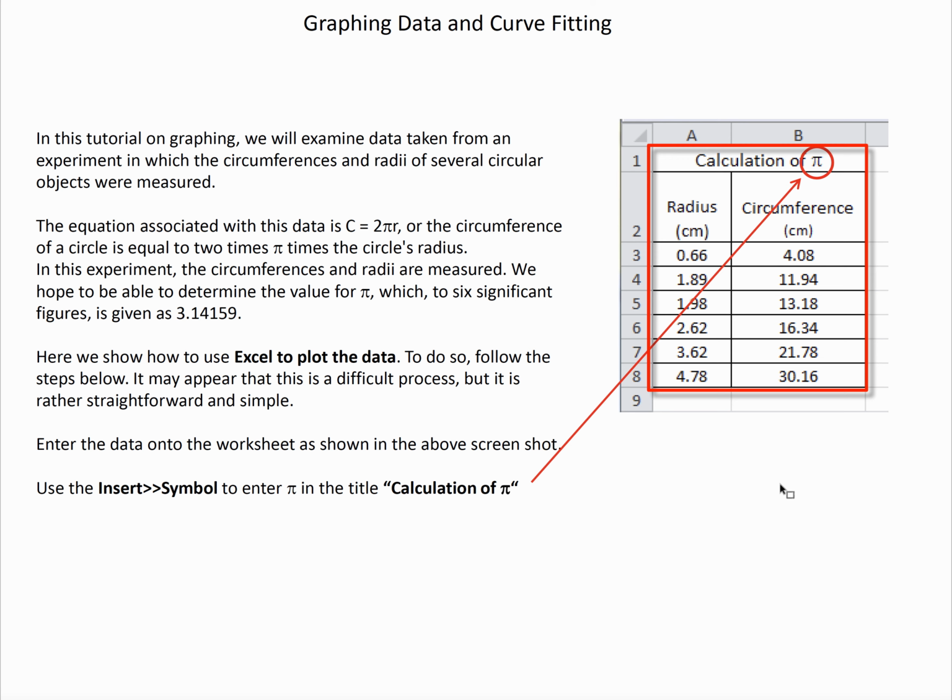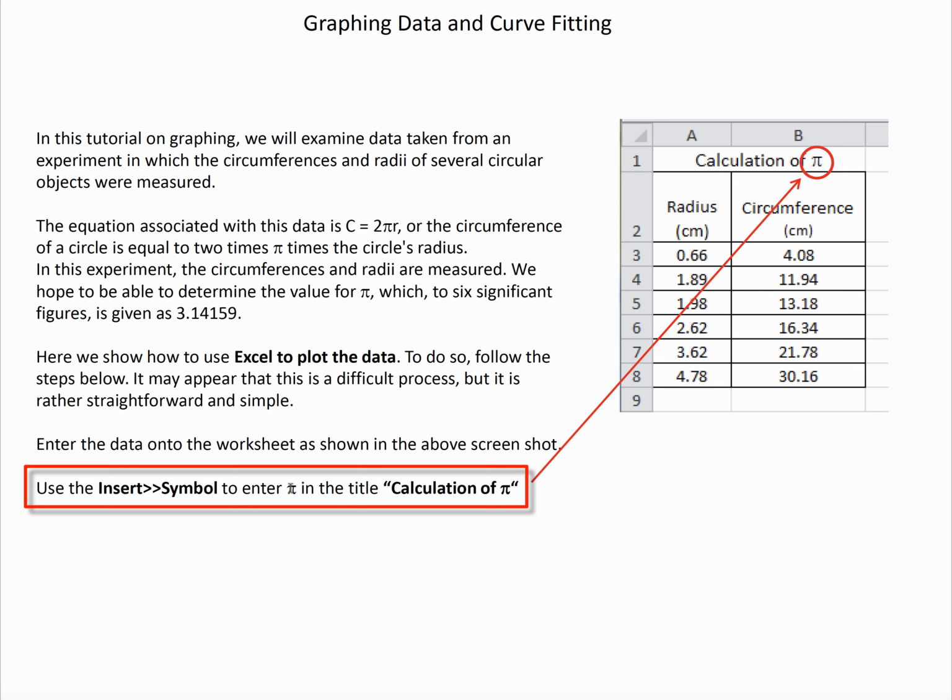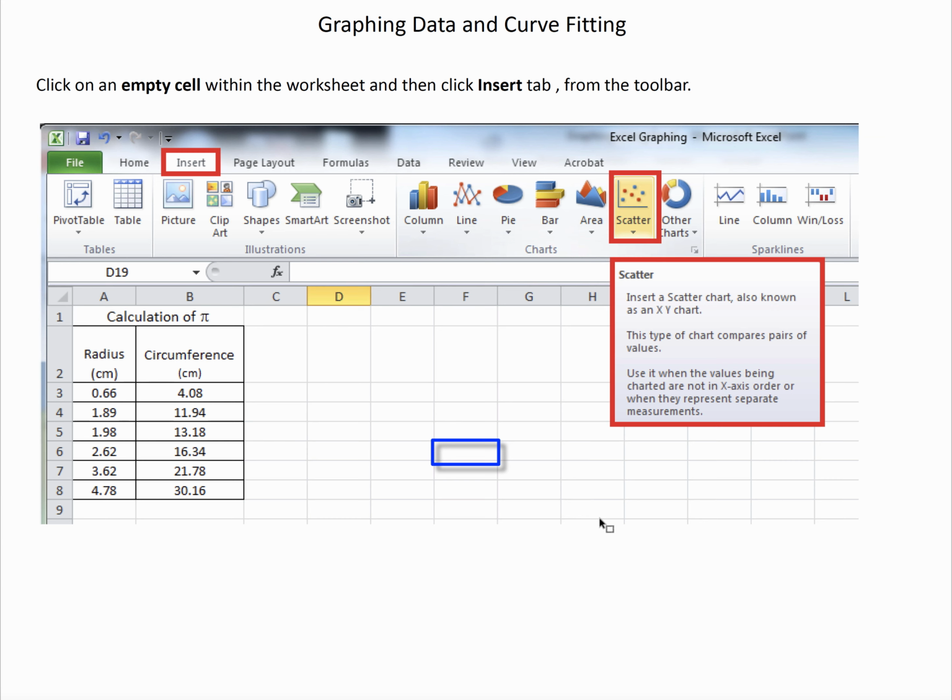So enter the data, as you see here, into your blank worksheet given in the screenshot. Use the insert symbol to enter the value of pi. I don't want to see "pi" typed there. I want you to use the symbol. So you can enter your title as "Calculation of Greek letter pi" on the page.